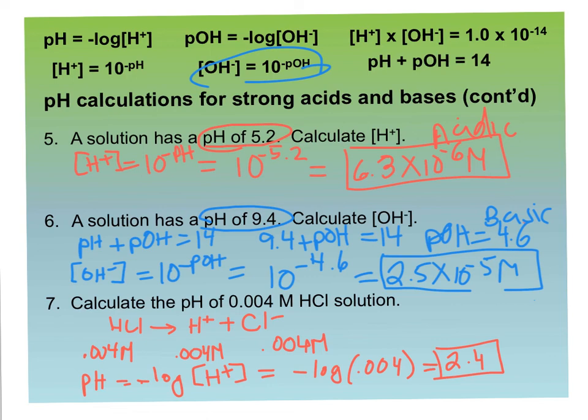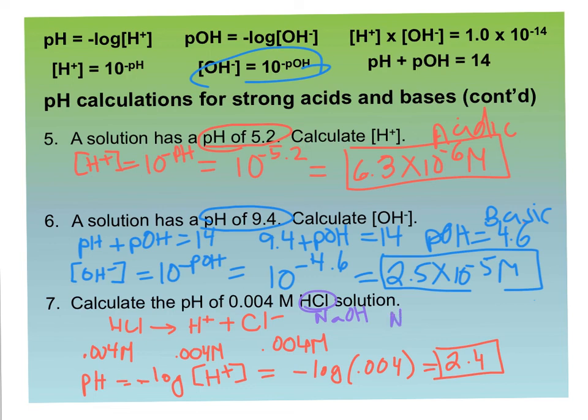Now, why did I bother to even write this out? Well, a couple of reasons. And with this one, you could have just gotten lucky and just did, negative log of that would be your pH. But what if you were given NaOH instead of HCl? So what if right here this said NaOH? What would you have done differently?